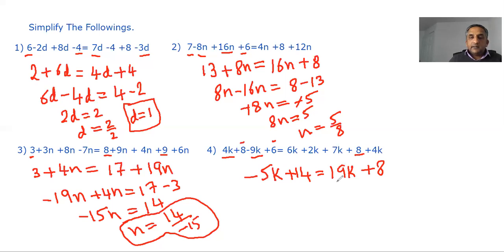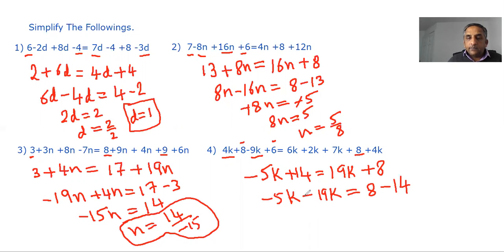Now, in the next step, I'm going to move plus 19k to the left-hand side. When I move plus 19k to the left-hand side, it will turn into minus 19k. So minus 5k minus 19k is equal to 8, which is already on the right hand side. Now we can move plus 14 to the other side. It will turn into minus 14, right?